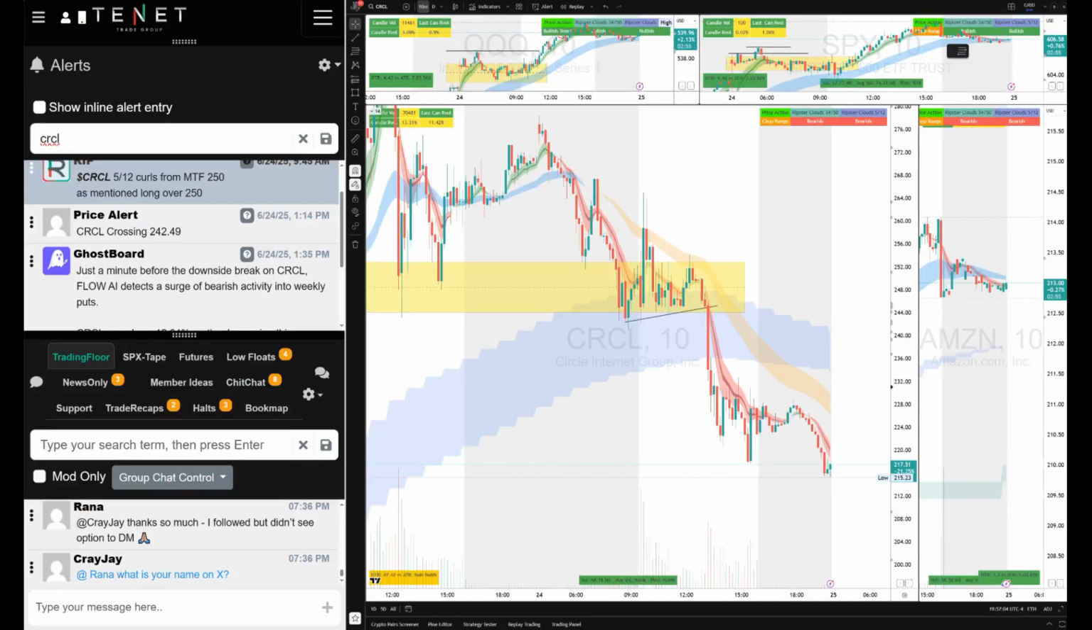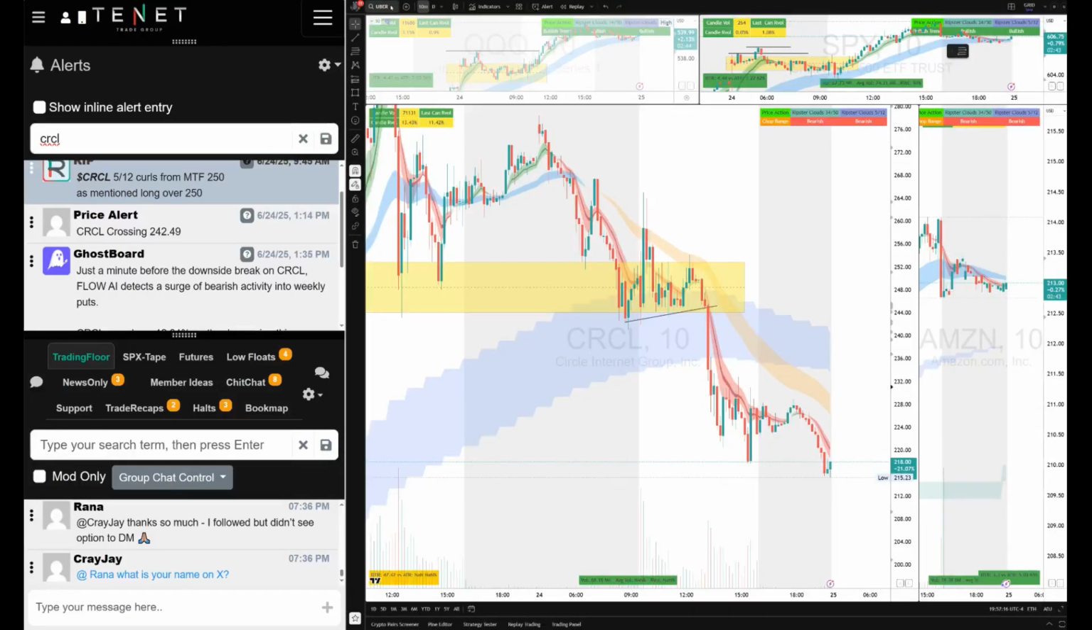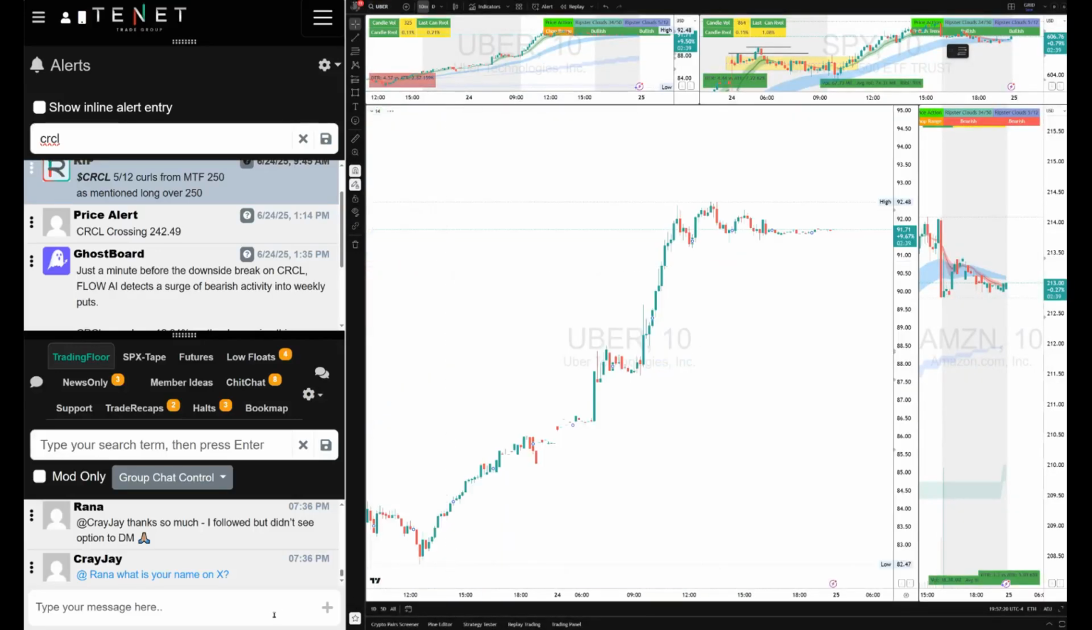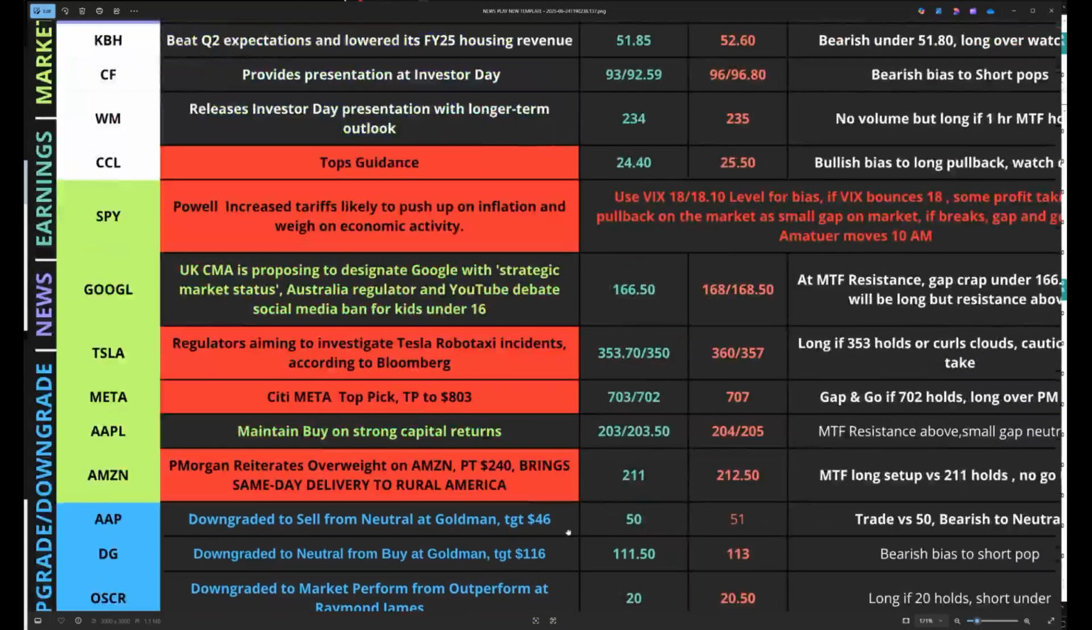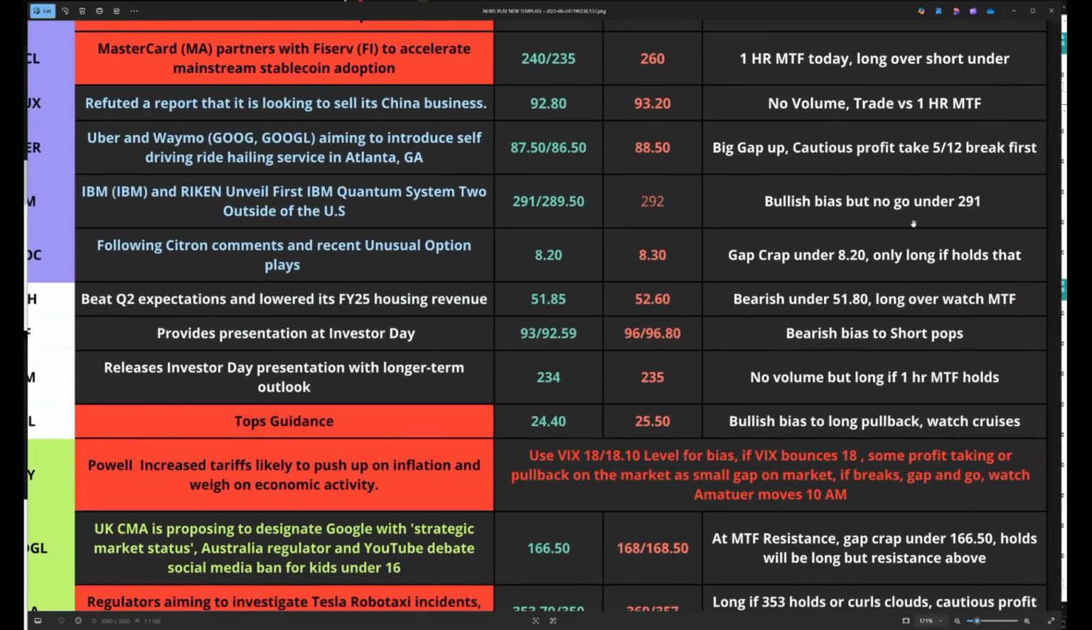All right, so what else was really good today? Let's take a look here. Uber was a good one. Uber had news in the pre-market, and we had it on our game plan. Uber bullish bias, but no go under 290.